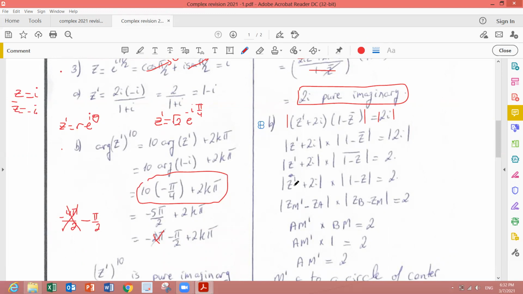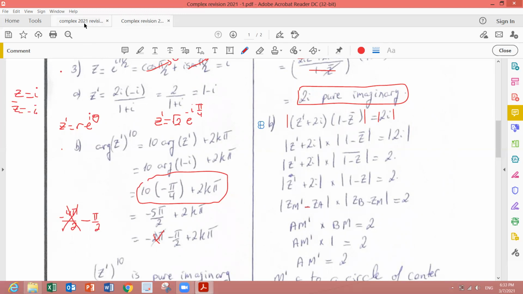Z prime minus minus 2I is Z prime minus ZA. Always this one should be minus; we cannot put it plus. So modulus of Z M prime minus ZA times modulus of ZB minus ZM equals 2. That is AM prime times BM equals 2.